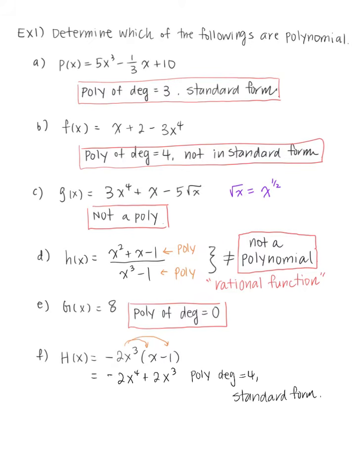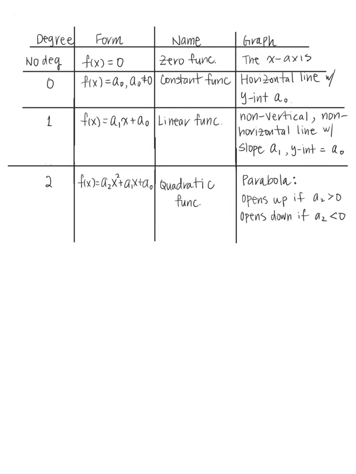Okay, so let's just summarize this. We have a degree, a form, a name, and what the graph is going to look like. If we're talking about no degree, you have the zero polynomial. So the form will be f of x equals 0. Now, what do we call that? Zero function. If you graph it out, it's going to be the x-axis, because remember, f of x is y, so this is telling you y equals 0, which is nothing but the x-axis. So here's the graph for that.